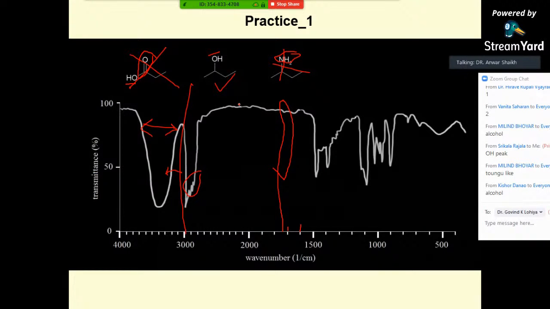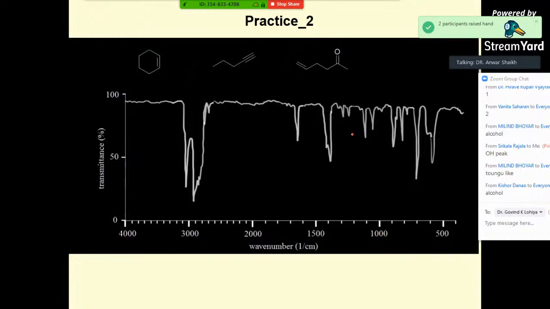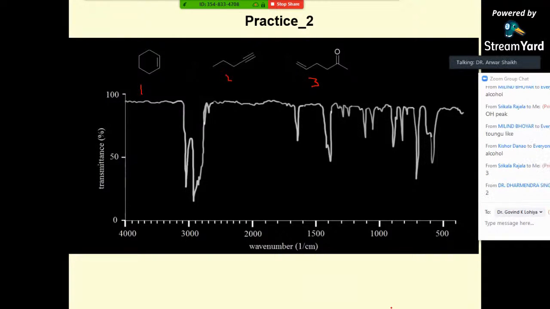If you see another example here, again there are three structures in front of us. Can you tell me which structure the spectra belongs to? I'm giving the numbers. So can you tell me which one the spectra belongs to? Okay, so we'll see one by one.